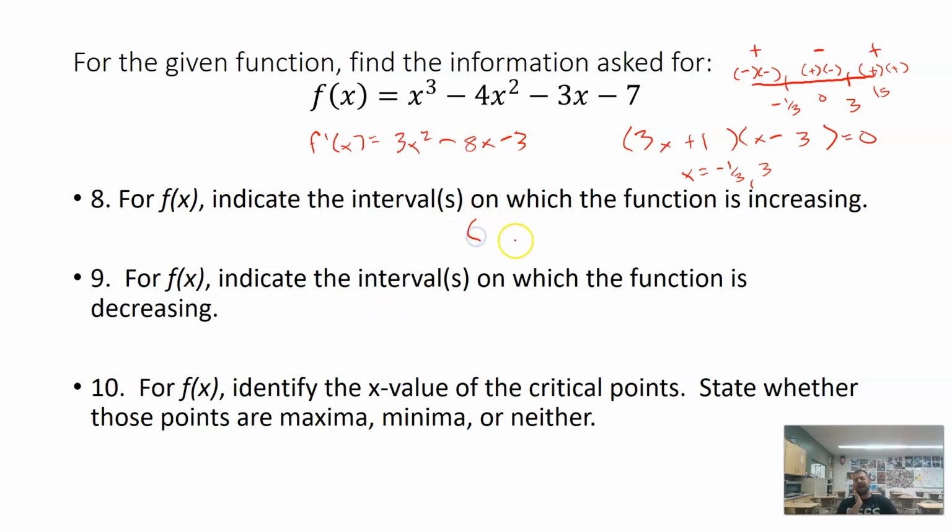So when I do that, in this case, I get that it's increasing from -infinity to -1/3, and then also from 3 to infinity. Where the function is decreasing is from -1/3 to 3. So at our critical points, at x equals -1/3, we have ourselves a max. At x equals 3, we have ourselves a min, due to the fact that for the maximum, the function changes from increasing to decreasing. For the minimum, the function changes from decreasing to increasing at those critical points.